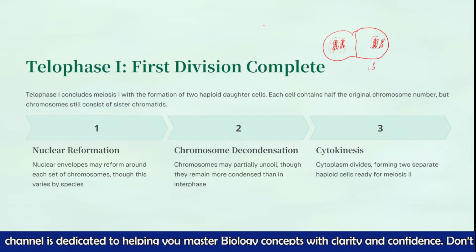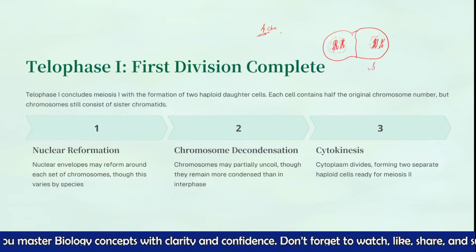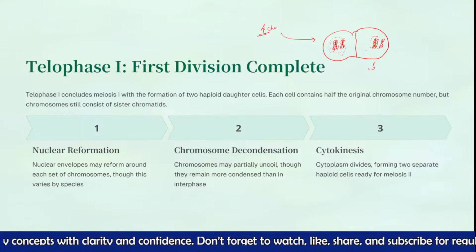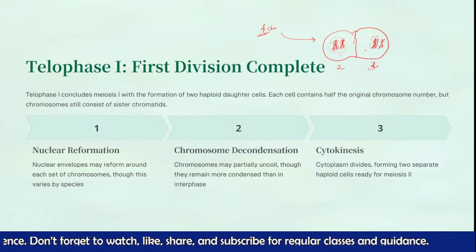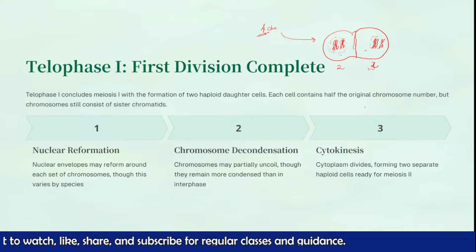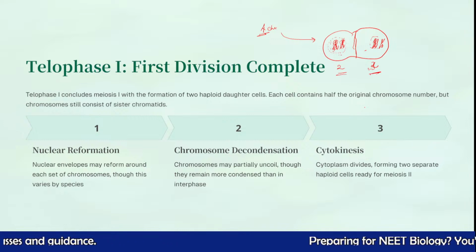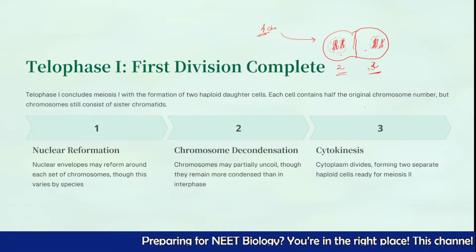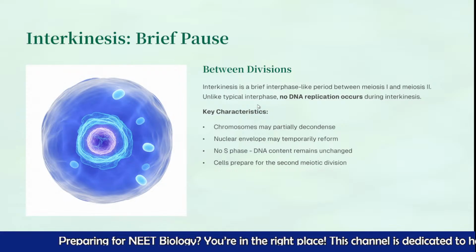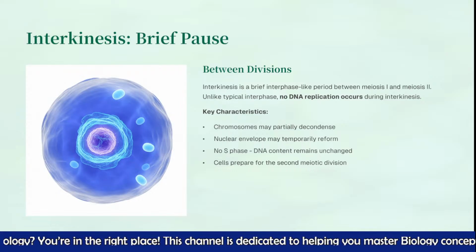It results in the formation of daughter cells. Initially, the mother cell had 4 chromosomes, right? Now the daughter cells have how many chromosomes? Half, only 2 chromosomes. As a result of cytokinesis, the cytoplasmic division, the 2 cells separate with half the number of chromosomes. So meiosis 1 is completed. Now the cell is ready for meiosis 2. But it won't go immediately to meiosis 2. There is a small pause, a resting stage.